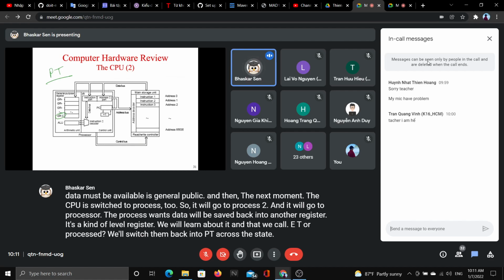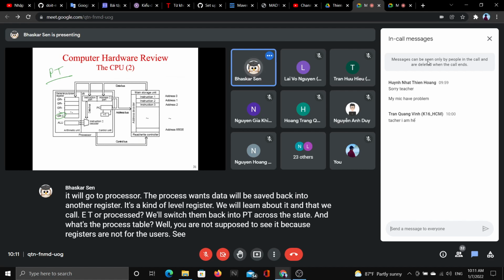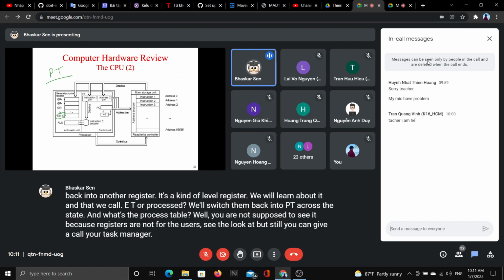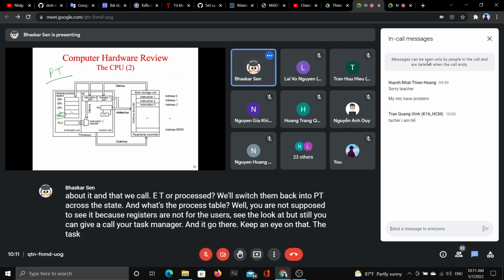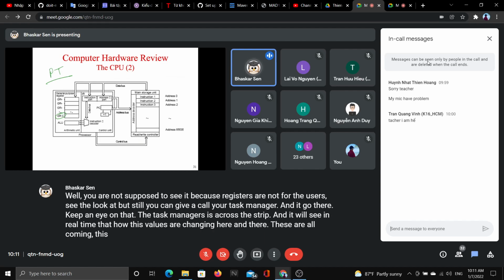And what is the process table? Well, you are not supposed to see it because registers are not for users to look at, but still you can open your task manager and keep an eye on it. The task manager is a process table. And you will see in real time how those values are changing here and there. These values are all coming from the registers.